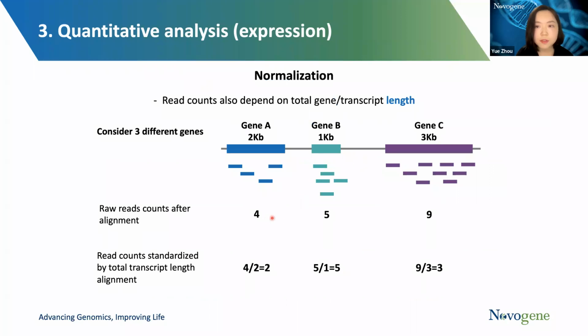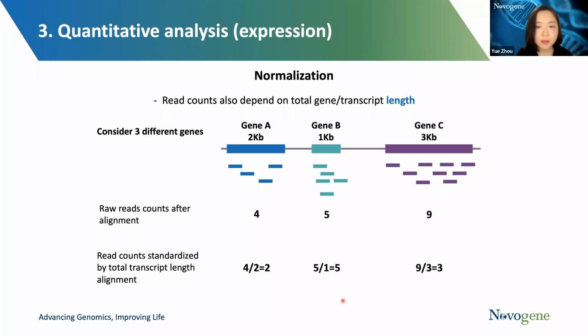But what about different genes within one sample? The read counts also depend on the total gene or transcript length. So consider that we have 3 different genes with different lengths: gene A, B, and C. They have different lengths at 2, 1, and 3 kb. We need to first standardize the read counts using the transcript length and get comparable read counts for each gene. Therefore, we can get a straightforward read count result for comparison.